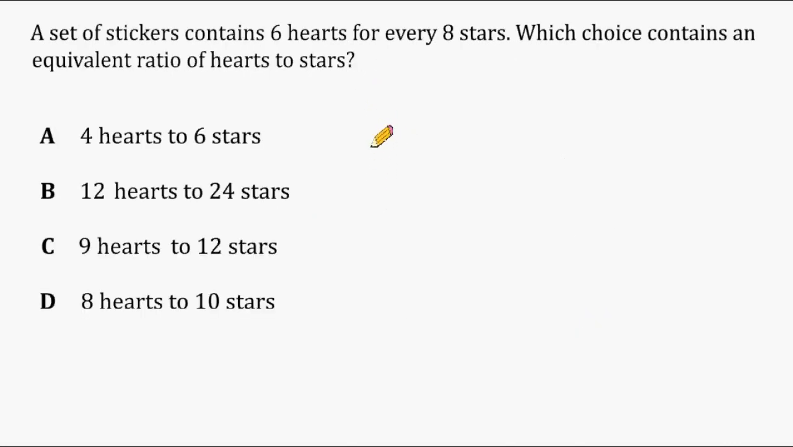This problem states that a set of stickers contains 6 hearts for every 8 stars. Which choice contains an equivalent ratio of hearts to stars? So in the problem, it is given that there is a ratio of 6 hearts to 8 stars. So we just have to find the choice that would be equivalent to 6 to 8.